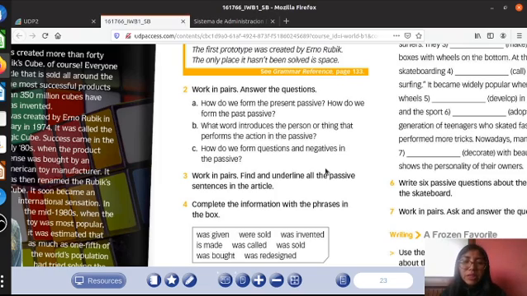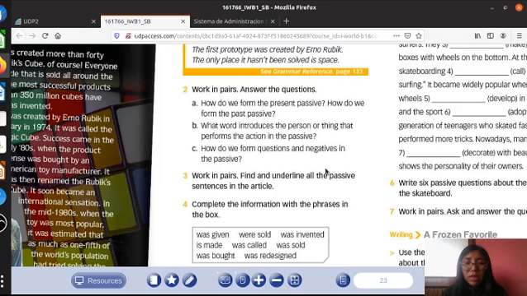What words introduce the person or thing that performs the action in the passive voice? Do you remember the agent? Okay, the word by, okay? La palabra by es la palabra que introduce a la persona o la cosa que hizo la acción.